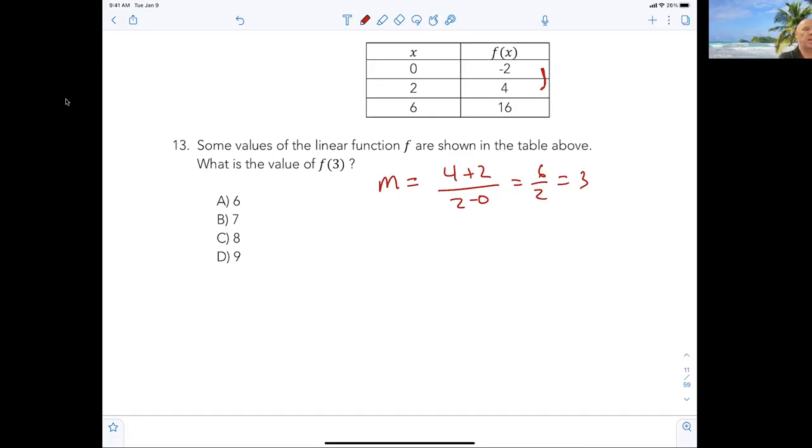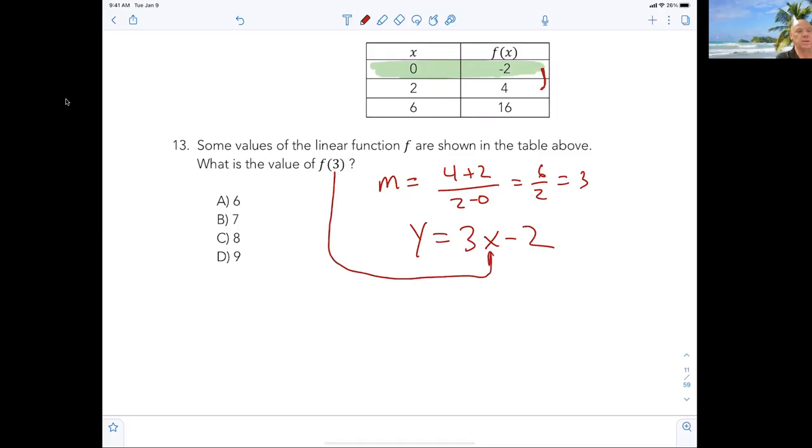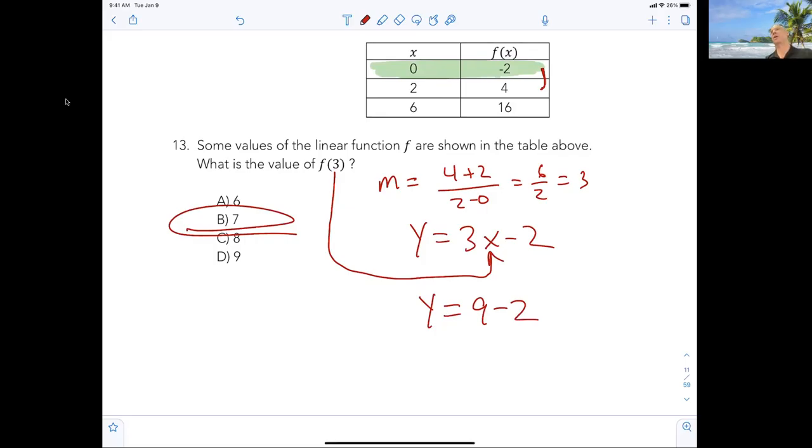Now, I want everybody to highlight this for me or circle this. This automatically right here is the what? The y-intercept. So the problem was much easier if you understand that. So what does that mean? y equals 3x minus 2. Did everybody see that? And now all I do is plug 3 in for x. So y equals 9 minus 2, 7. How's that, guys?